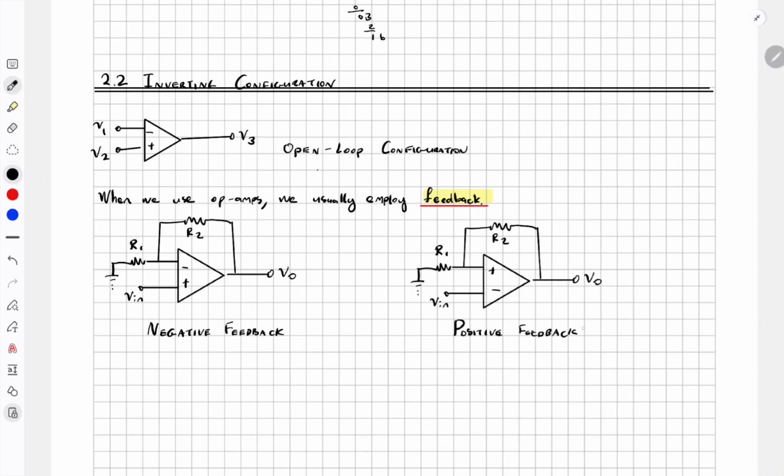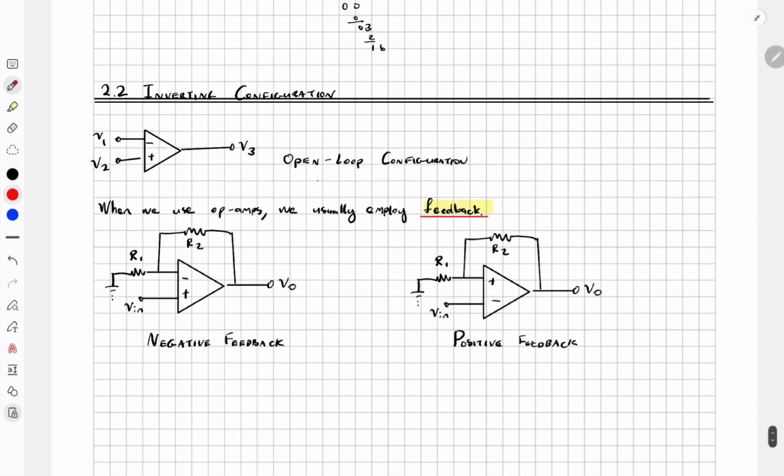What is meant by negative and positive feedback? In the case of negative feedback, the output is being fed to the negative terminal, hence the name negative feedback. But in the case of positive feedback, a portion of the output is fed back to the positive terminal. This is why we call it positive feedback. So there are two types of feedback: positive and negative feedback.